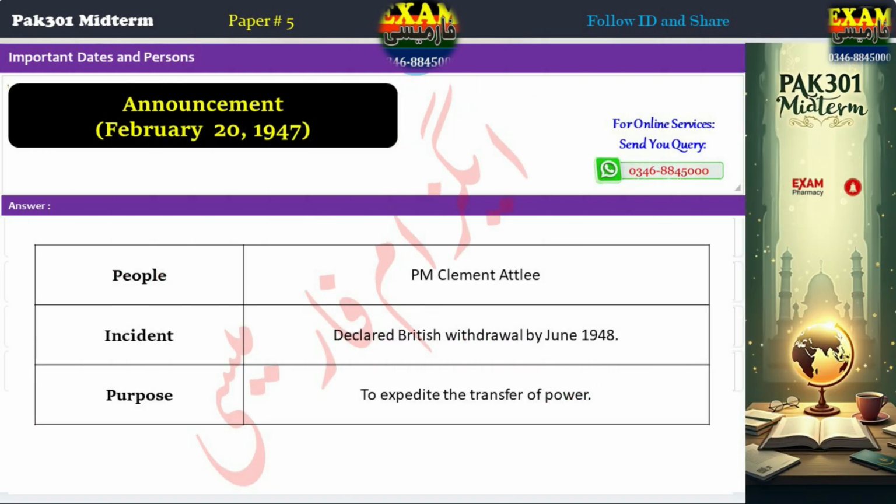Announcement. February 20, 1947. People: P.M. Clement Attlee. Incident. Declared British withdrawal by June 1948. Purpose. To expedite the transfer of power.